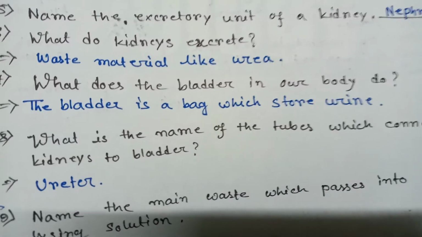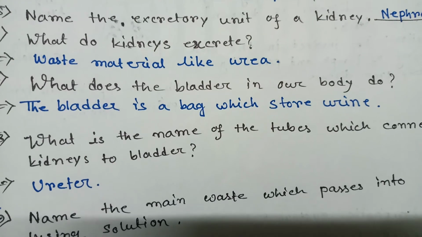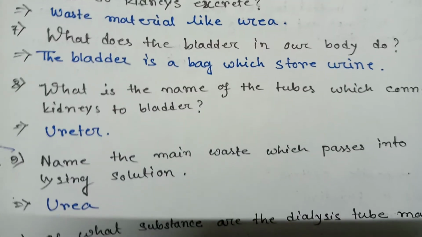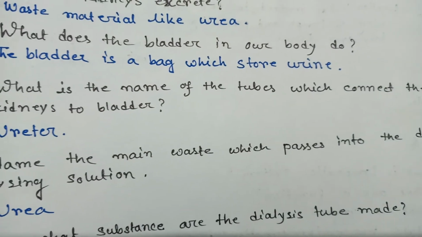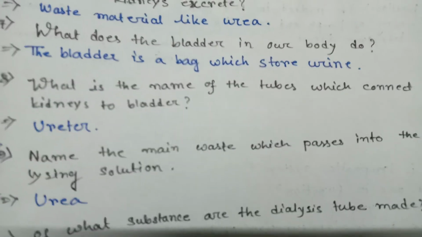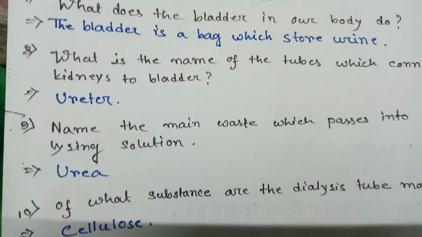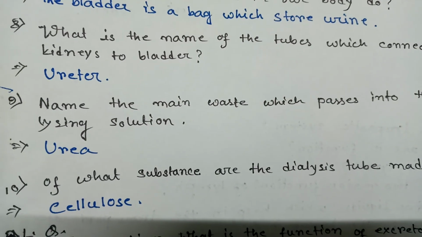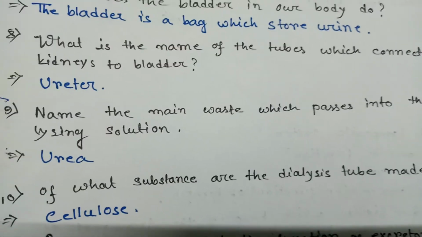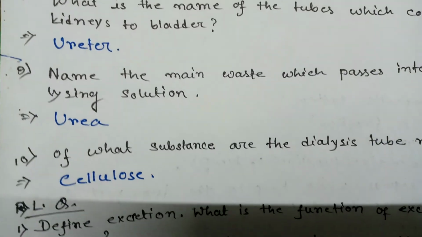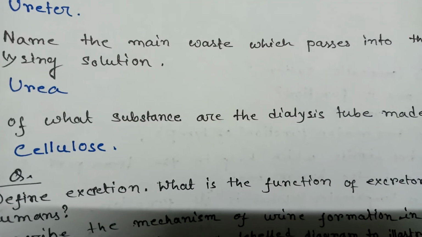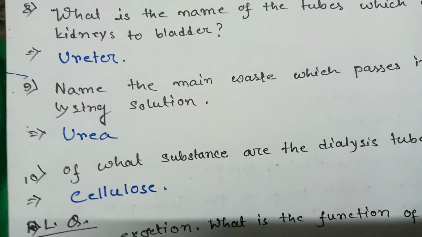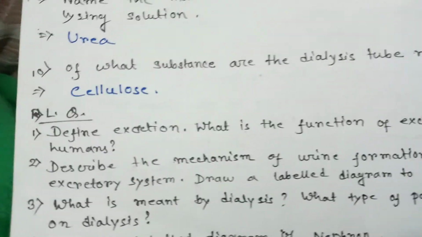What does the bladder in our body do? The bladder is a bag which stores urine. What is the name of the tubes which connect the kidneys to the bladder? Ureter. Name the main waste which passes into the dialyzing solution. Answer: urea. Of what substance are the dialyzing tubes made? Cellulose.